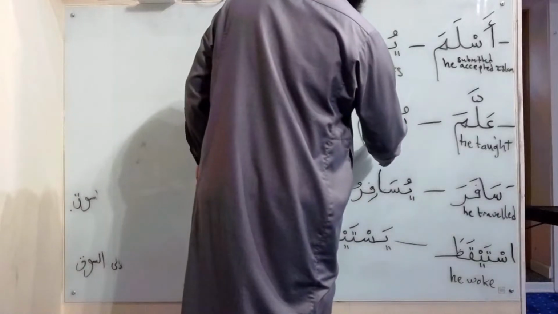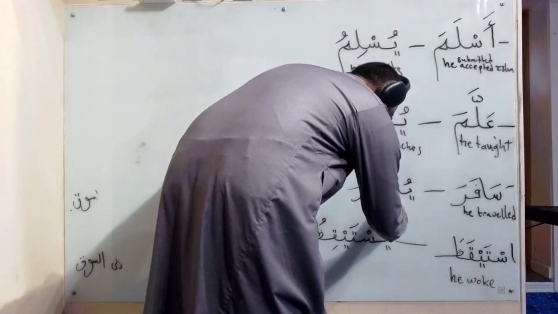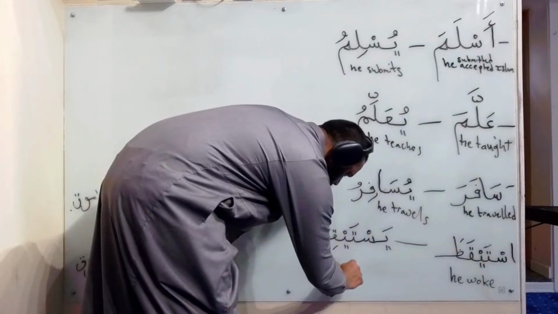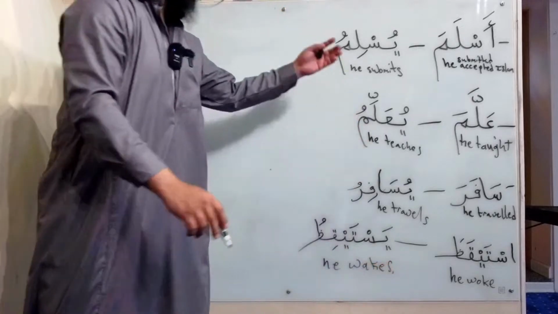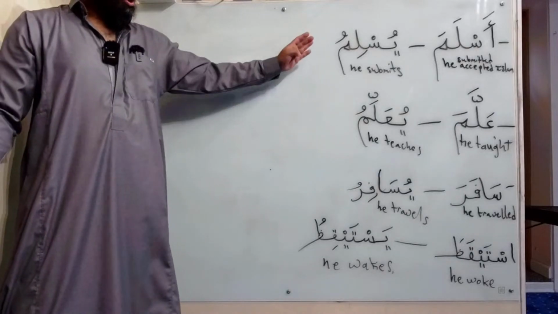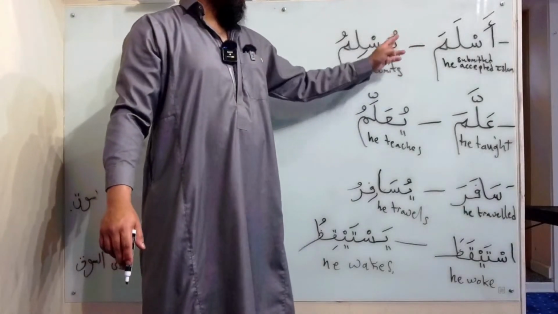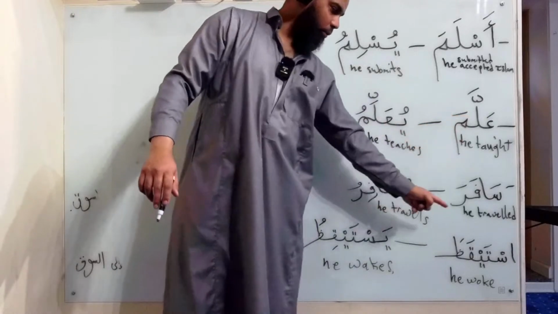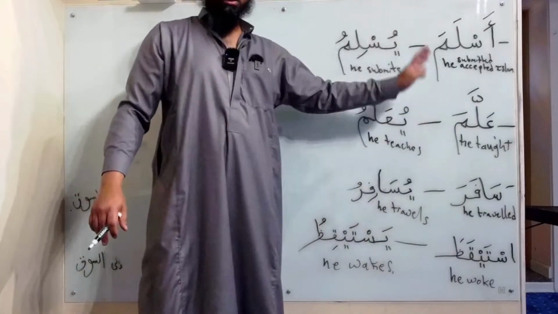So here is he teaches. Here is he travels. And here is he wakes, or he's waking, or he's traveling, or he's teaching, or he is submitting. Now, any word looking like these is going to be like this. So aslama, yuslimu, always going to be dhamma for the present tense. Allama, yu'allimu, safara, yusafiru, istayqadha, yastayqidhu. No, this one has a fatha. You just got to realize the pattern of the verb.